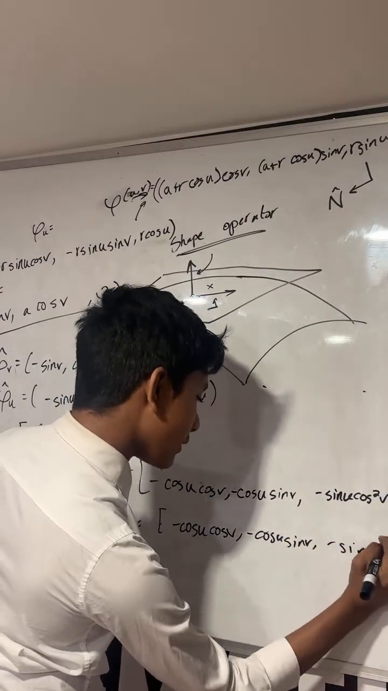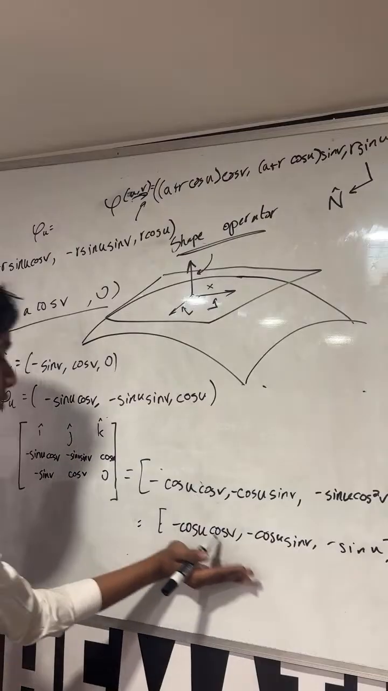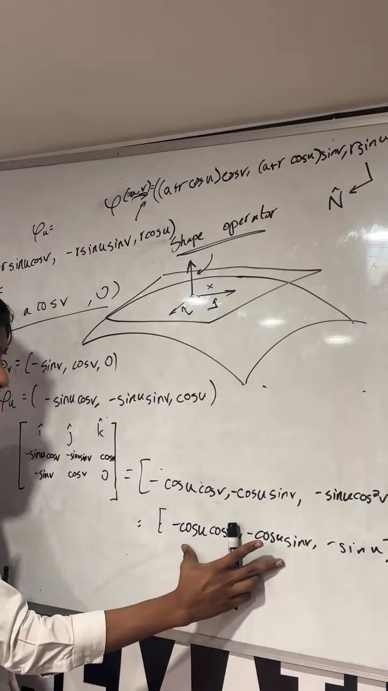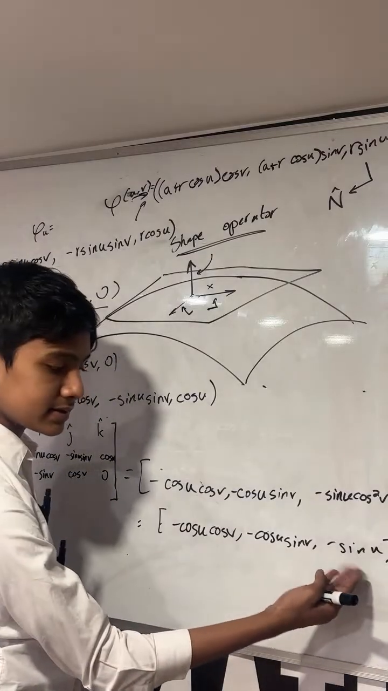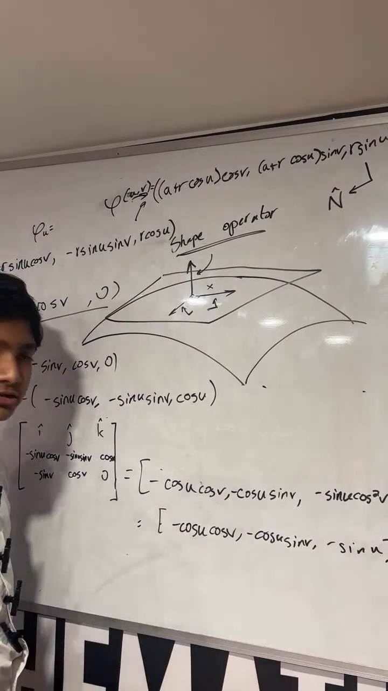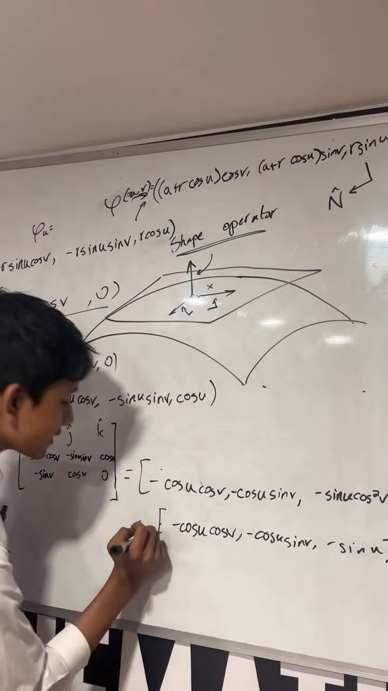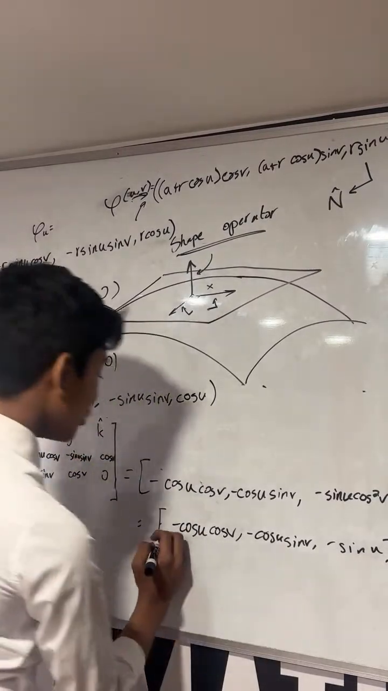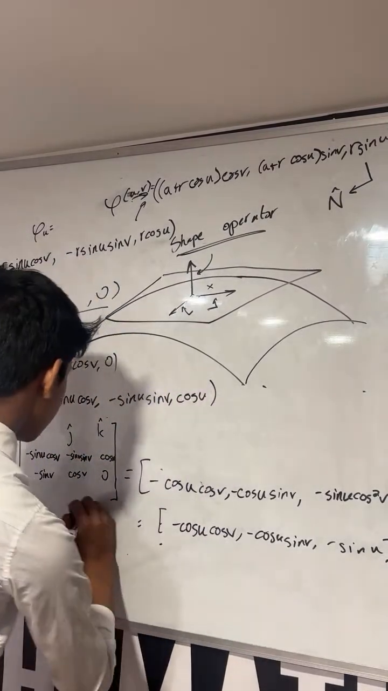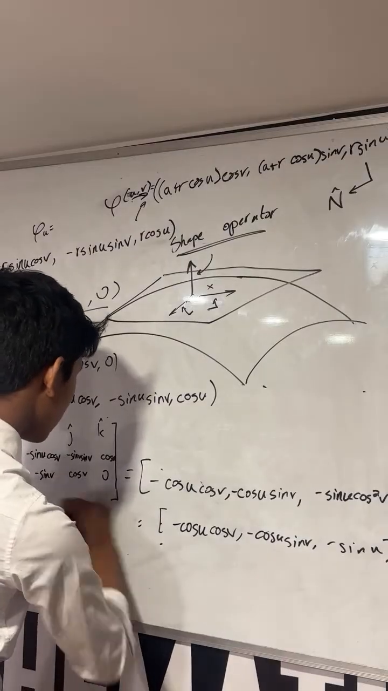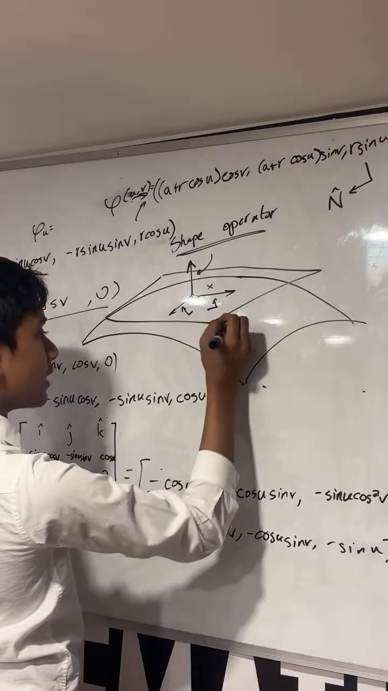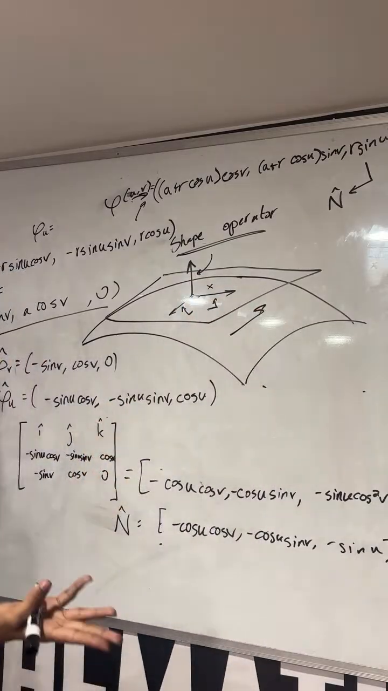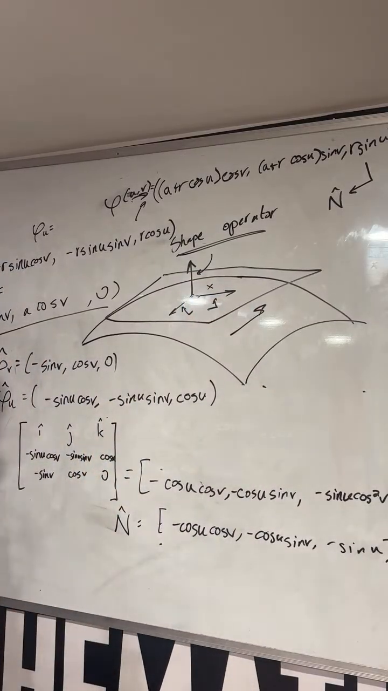And you can verify for yourself that the magnitude of this is indeed 1, because the squares of these sum up to cosine squared u, and this is sine squared u. So you add those two together, you get that the magnitude of this vector is 1. Okay, so this is our unit normal field, perpendicular to our surface, or our torus in this case, at every single point u, v.